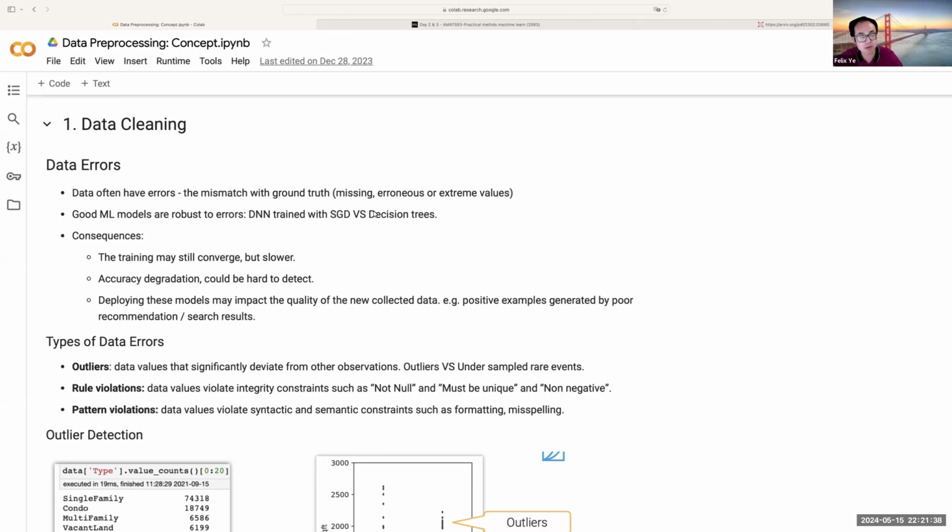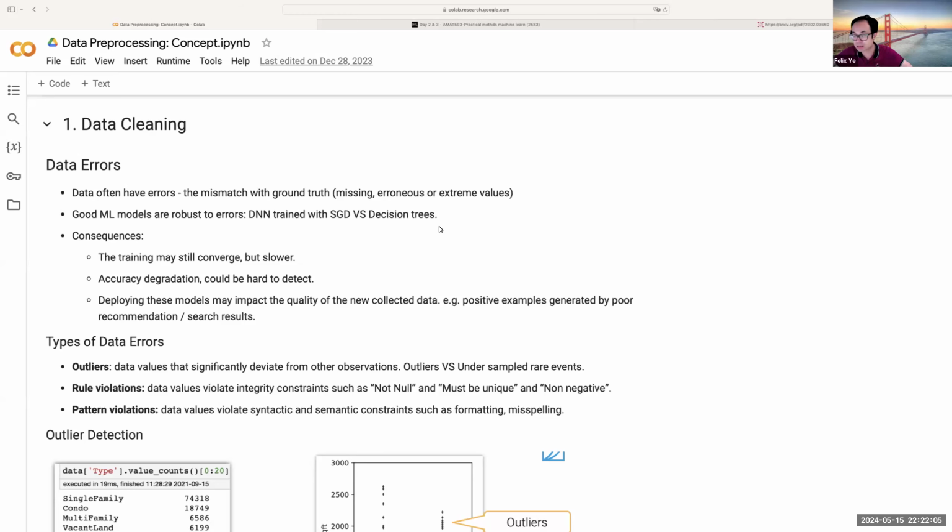You can think about two different ways. The first way is a deep neural network trained with stochastic gradient descent. This is very good because it's very robust to error. If you have missing data or extreme values, stochastic gradient descent can tolerate these kinds of situations.